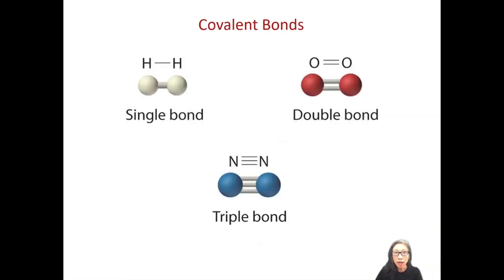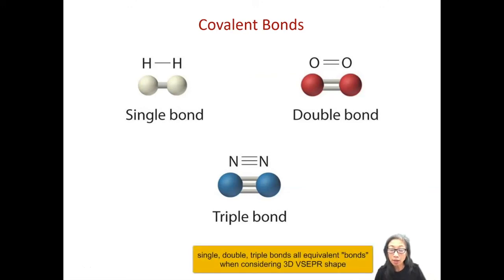So you'll be looking at how many bonds and how many lone pairs on a central atom to determine its VSEPR shape. Although the Lewis structures show single bonds, double bonds, and triple bonds looking differently, there's 1, 2, or 3 lines, in 3-dimensional shapes, in the VSEPR shapes, when talking about how many bonds are on a central atom, it doesn't matter if they're single, double, or triple, because all those bonds are just connections. So you'll be looking at how many bonds, how many sets of lines are coming out of a central atom.